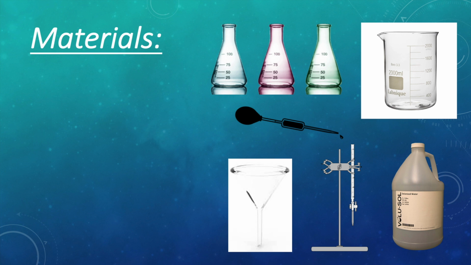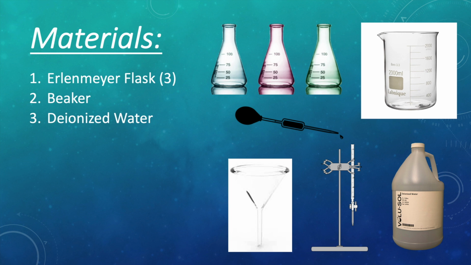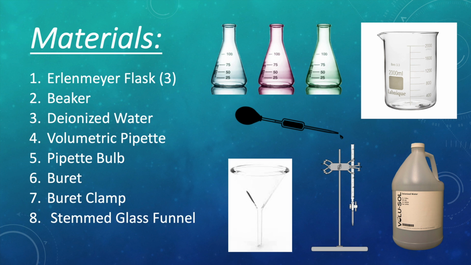Now for the materials we're going to be using today, we have our Erlenmeyer flask. We need 3 of them. Then we have a beaker. Then our deionized water. We have our volumetric pipette and pipette bulb. Our burette and burette clamp. And our stemmed glass funnel.